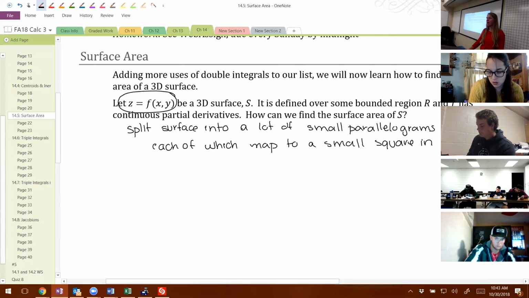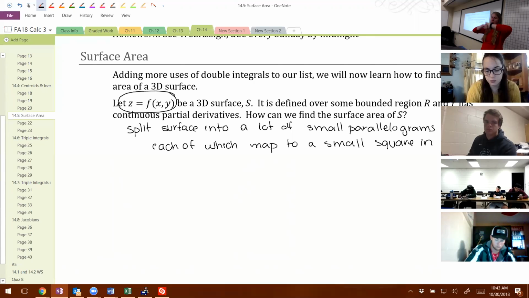Okay, so if you're looking from the top down, like we said, we make all those divisions. We have a whole bunch of little squares in this region R, and if we kind of follow those things up to the surface, we've got a whole bunch of little parallelograms all over the place here. Again, each one of those parallelograms is just a plane. Planes are nice and easy to work with. We can find the area of them without too much work there. So that's kind of what we're going to work with here.